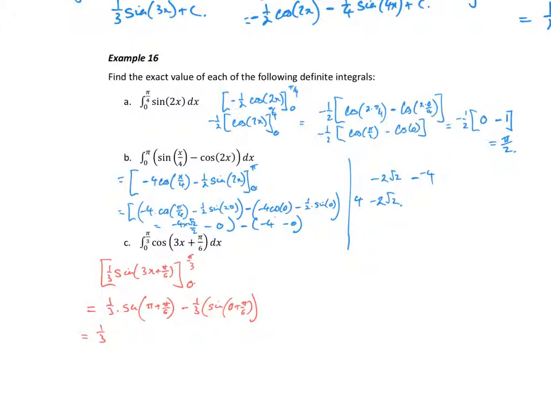See how that 1/3 could have come out the front? Now, sine of pi plus pi on 6, think about quadrants. There's pi, plus pi on 6 is there, so sine is negative. Sine of pi on 6 is a half, so it's going to be negative a half, minus 1/3 times sine of 0 plus pi on 6, which is up here, positive a half. So I get minus 1/6 minus 1/6, which is minus 2/6, which is minus 1/3.